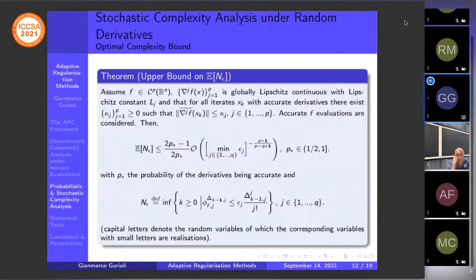So far, accurate function evaluations and random derivatives are considered, and assuming the global Lipschitz continuity of all the derivatives in use to build the model, as well as the boundedness of the norm of their approximations on iterations with accurate derivatives, we can prove that the potential inaccuracy in the derivatives has only the effect of scaling the upper bound on the expected number of steps needed to reach an approximate q-th order necessary minimizer by a fraction depending on the probability p star of the derivatives being accurate, retrieving a complexity bound.